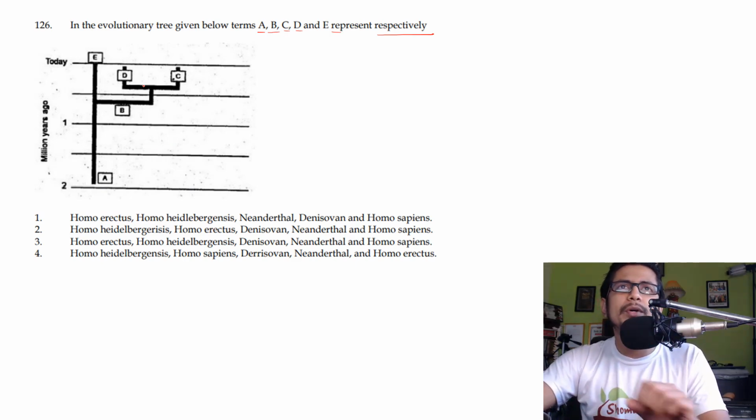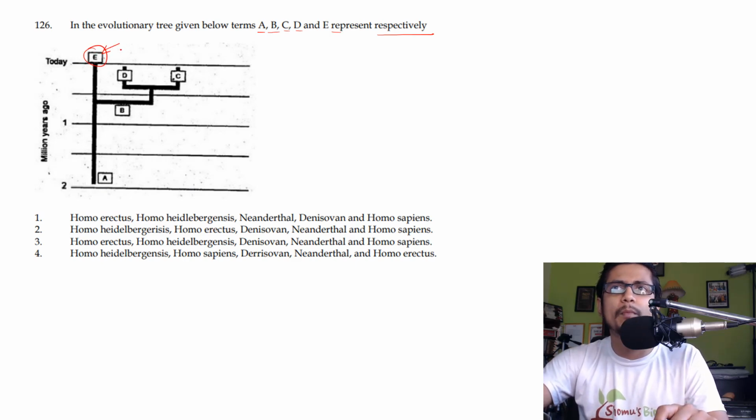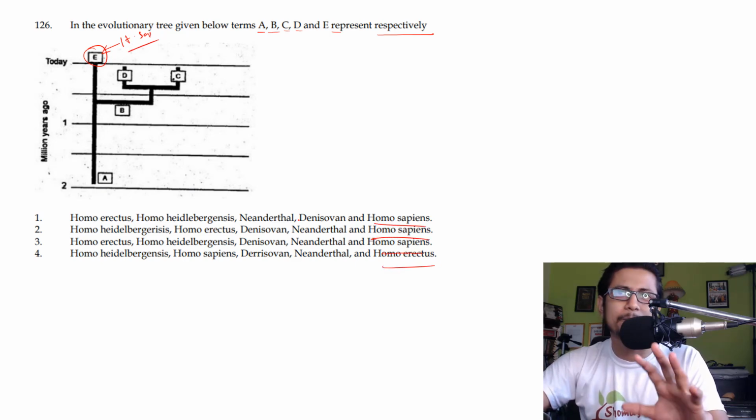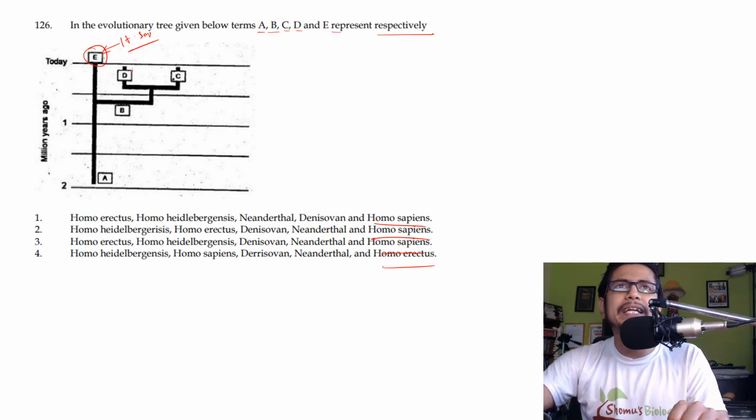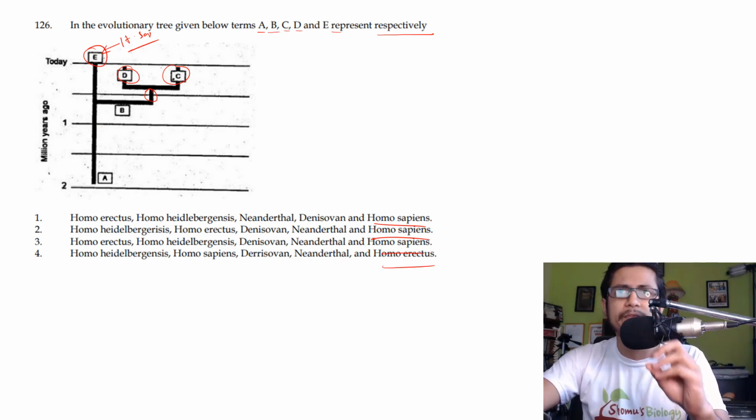The only thing you need to know is that this is E, means today, means obviously this is the modern Homo sapiens. And at the end, E, everything is Homo sapiens, so there is no way you can eliminate any option. Now the question is, apart from that, D and C should be the example of two different species of human which have a common ancestor very close, not very distant, not that much 1 or 2 million years ago, but very closely.